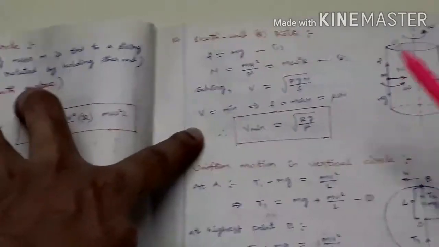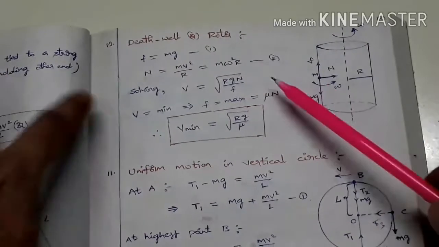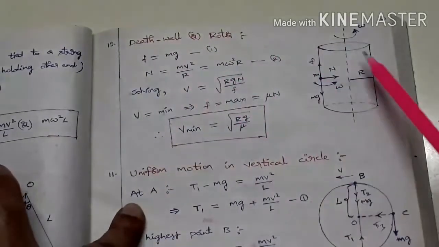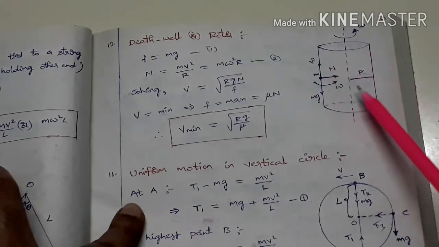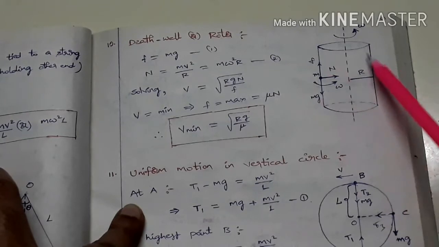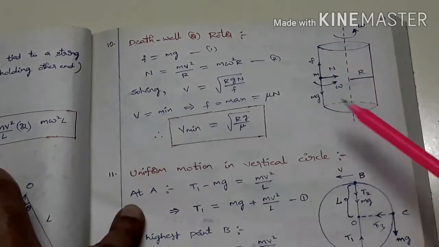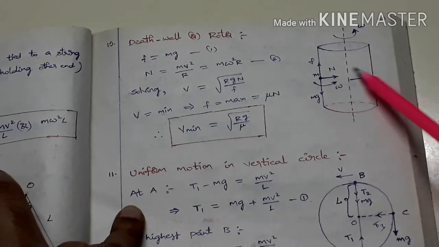Next one is the death well or rotor. So what is this? In circus we come across this one, the motorcyclist, he makes a horizontal circular motion on vertical walls of a deep well like this. So here this m is the mass of the body who is making circular motion here.